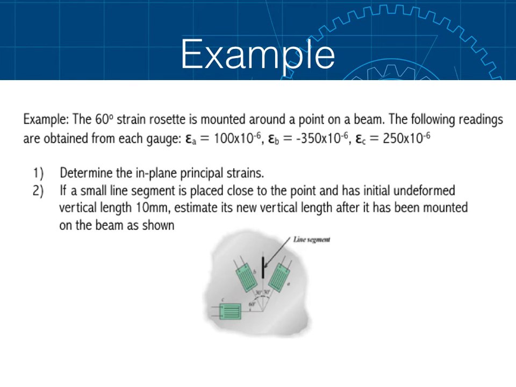In this example, the 60-degree strain rosette is mounted around a point on a beam. The following readings are obtained from each gauge. Epsilon A equals 100 times 10 to the negative 6. Epsilon B equals negative 350 times 10 to the negative 6. And epsilon C is equal to 250 times 10 to the negative 6.